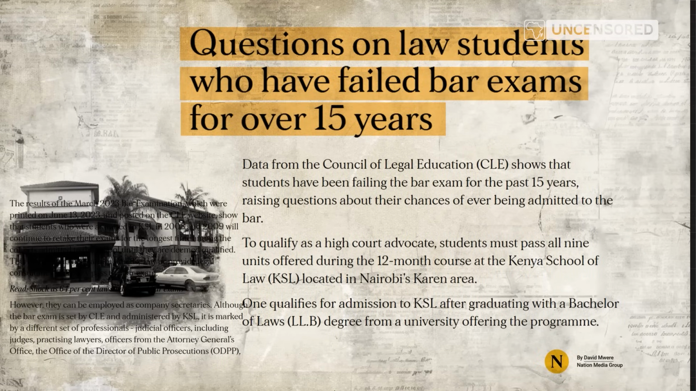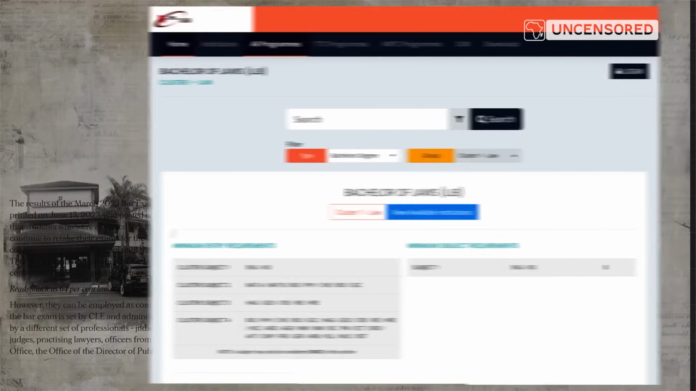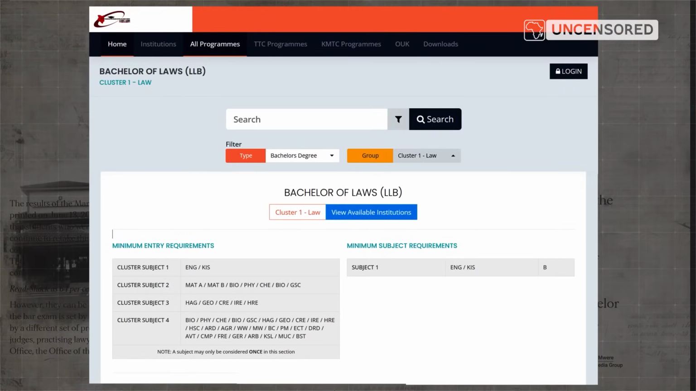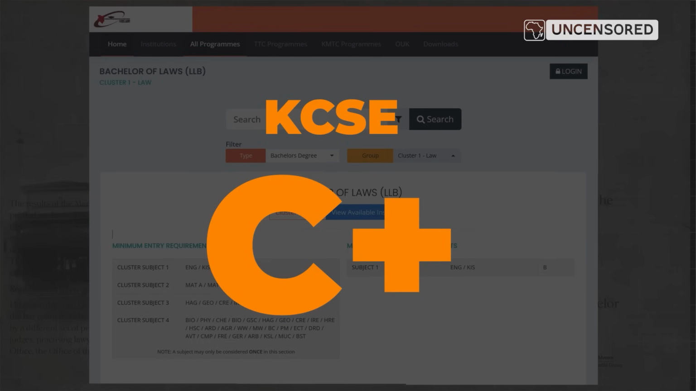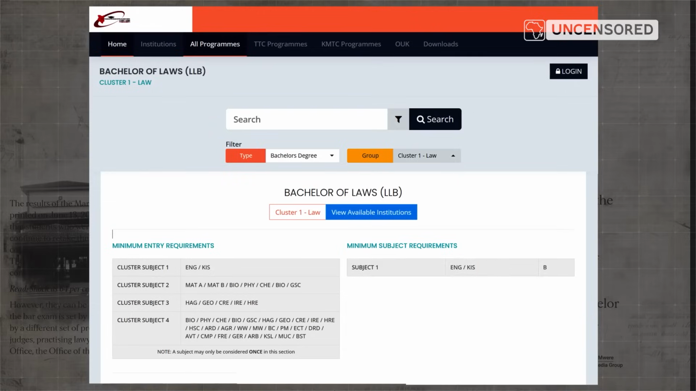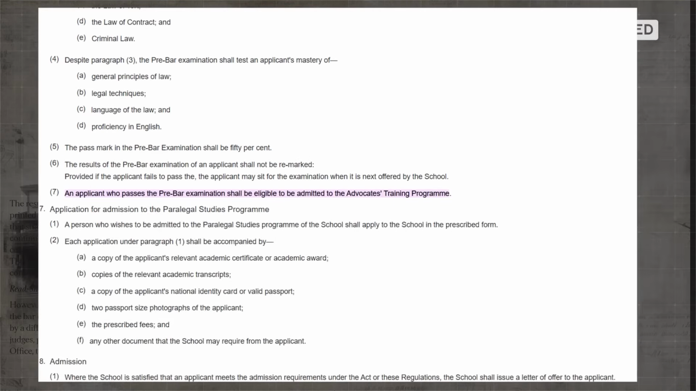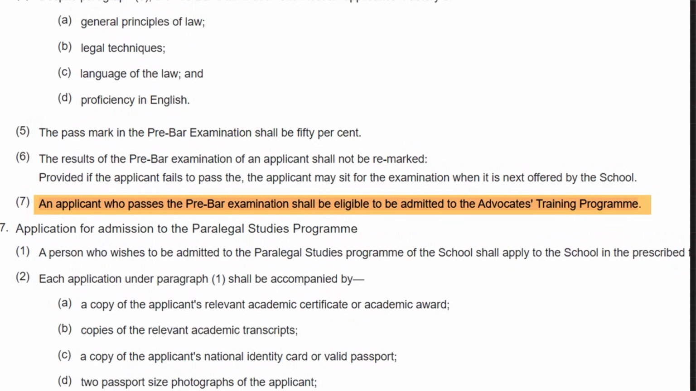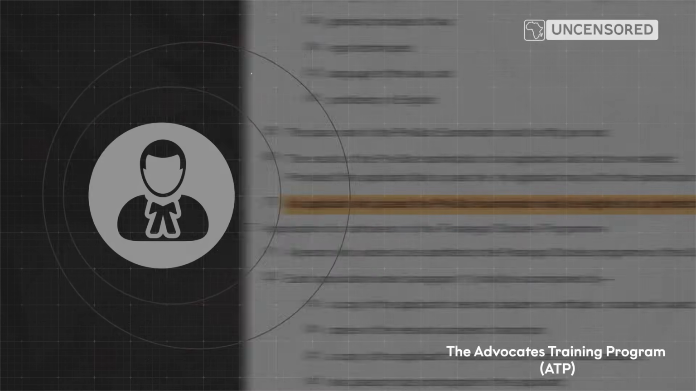Education. For years, law students have struggled to pass the bar exam, which is surprising considering the entry requirements. In order to study law, a student would need a C+ on average in KCSE with at least a B in English or Kiswahili. In order to even qualify for the Advocates Training Program, they have to pass the pre-bar exam. So, these aren't exactly the kind of students you'd expect to struggle with exams now, are they?